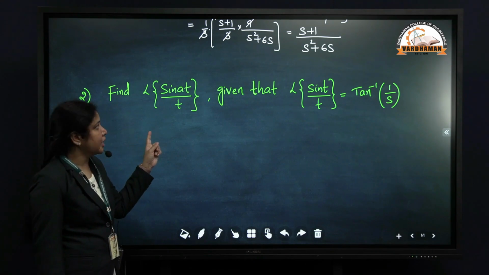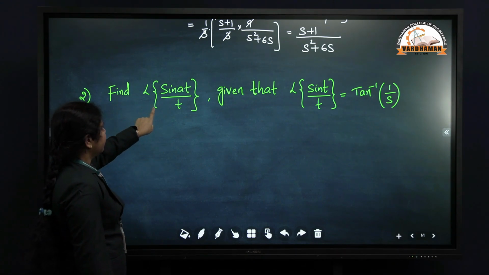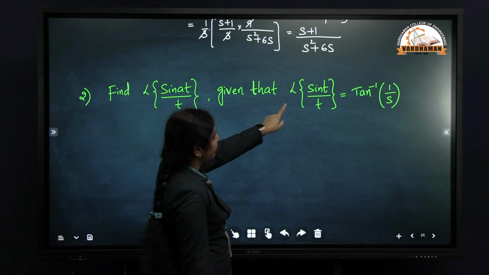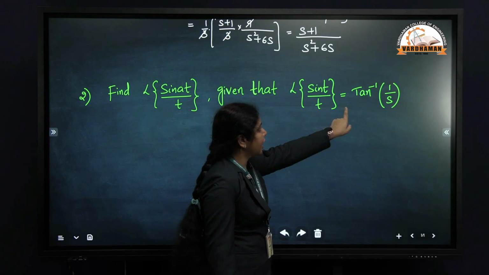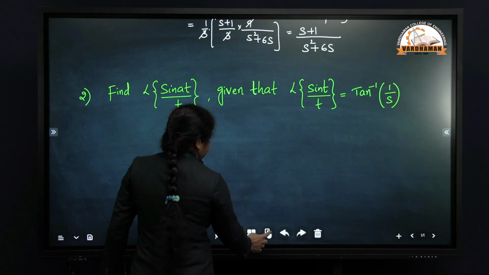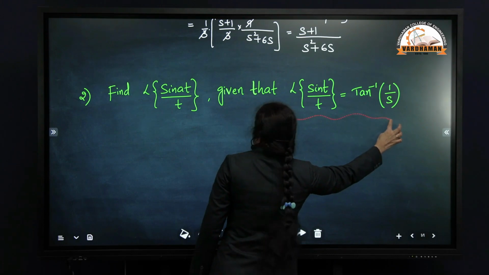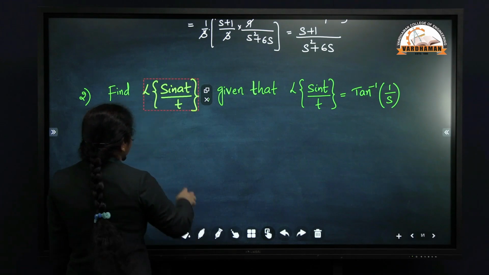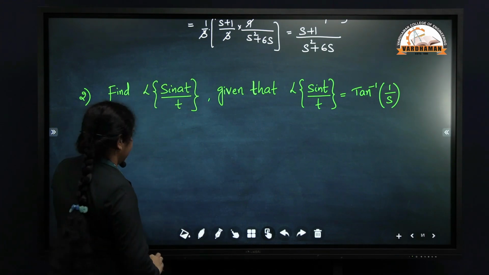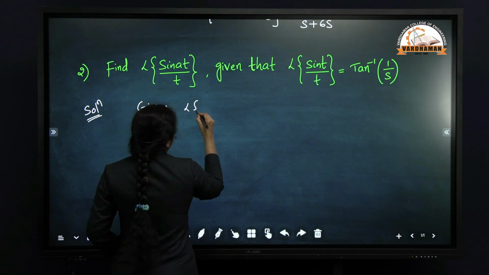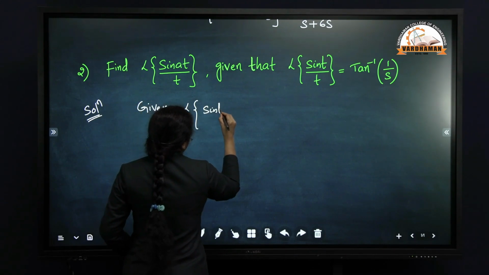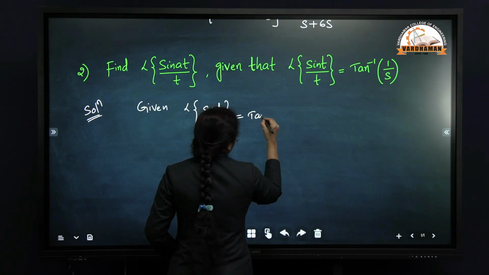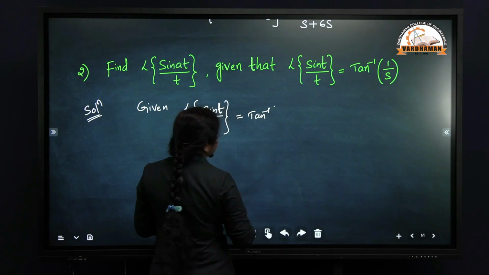Now the next example based on change of scale property is, we need to find Laplace transform of sin at by t, and given that L of sin t by t equal to tan inverse 1 by s. So using this result, by applying change of scale property, we have to find out Laplace transform of sin at by t. So given Laplace transform of sin t by t equal to tan inverse 1 by s.